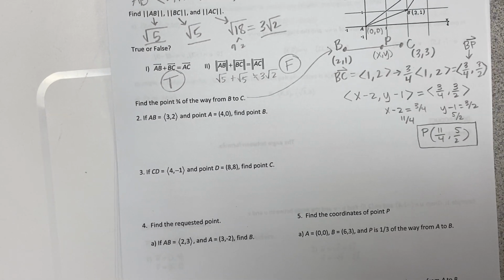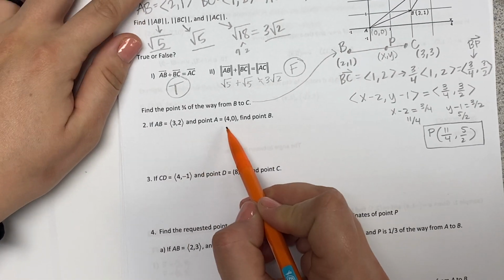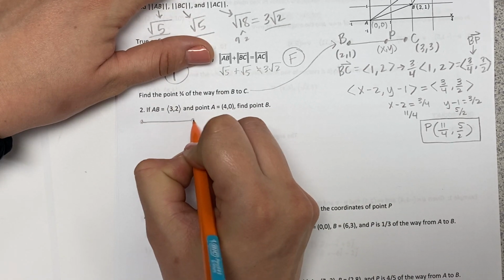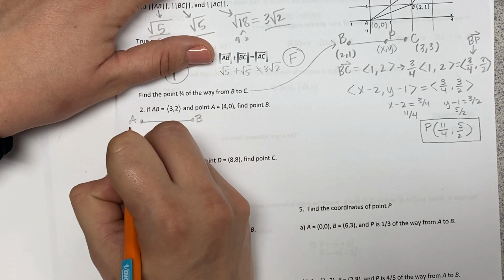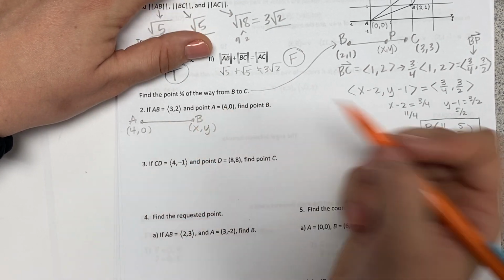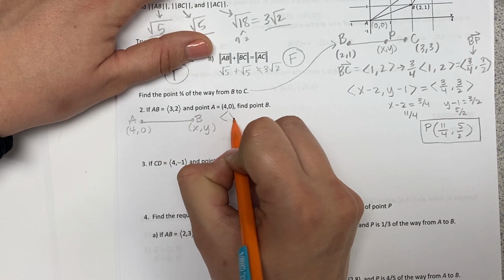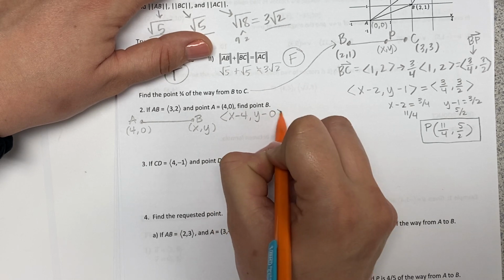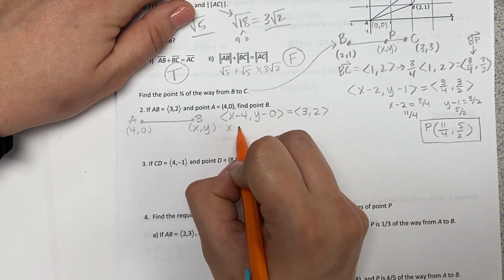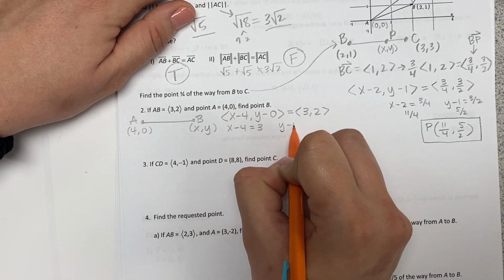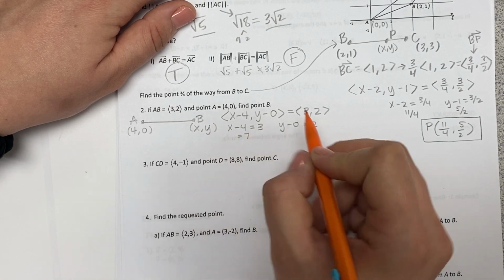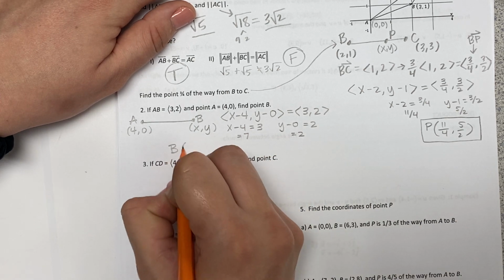So still practicing, nothing new. AB is 3, 2. Point A is here. We're going to find point B. Let me draw what's happening. We're going from A to B. A is 4, 0. We don't know B, but I know the vector is 3, 2. So second one minus the first one. x minus 4, y minus 0 equals 3, 2. So x minus 4 equals 3, y minus 0 equals 2. So x has to be 7, add the 4. y is 2, so B is at 7, 2.